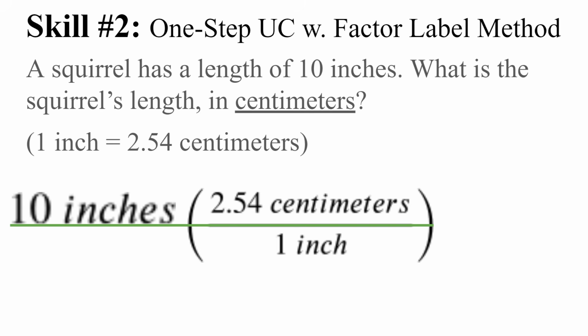So just before you move on, always check to make sure that the unit that you want to cancel is on opposite sides of the division sign, and you physically cross it out with your pencil so that you can see what units you are left with. So we're left with centimeters, which is what we want. So we're all good. So all we got to do now is go into Desmos or our calculator and type in 10 times 2.54 over 1. And that'll give us our answer, which for this guy is 25.4 centimeters. Okay, let's do another example at the whiteboard.